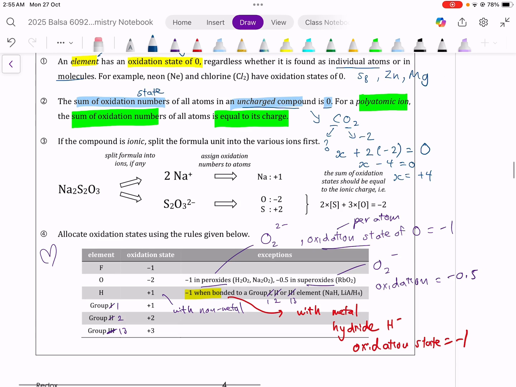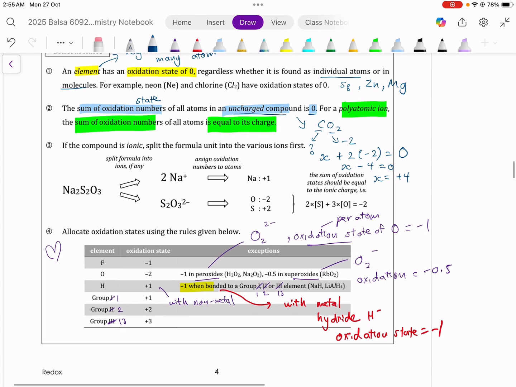Or maybe another one I can give you is ammonia, NH3. The H here is with a non-metal, right? So it's actually +1. There's 3 of them. Let the oxidation state of N be X. So I've got 3 hydrogen, each one +1, overall equals 0. So X + 3 equals 0, X equals -3. So that's how you use this rule.